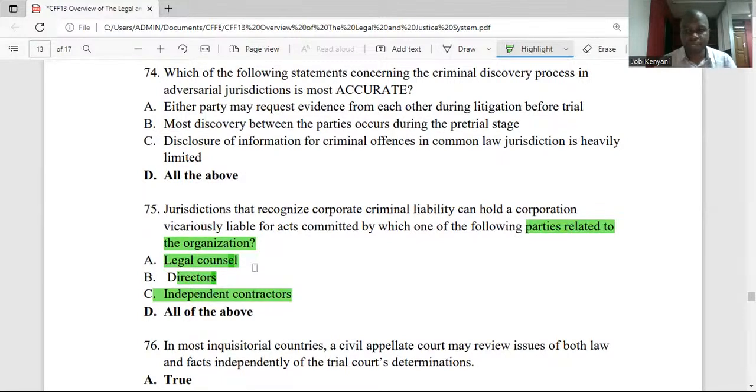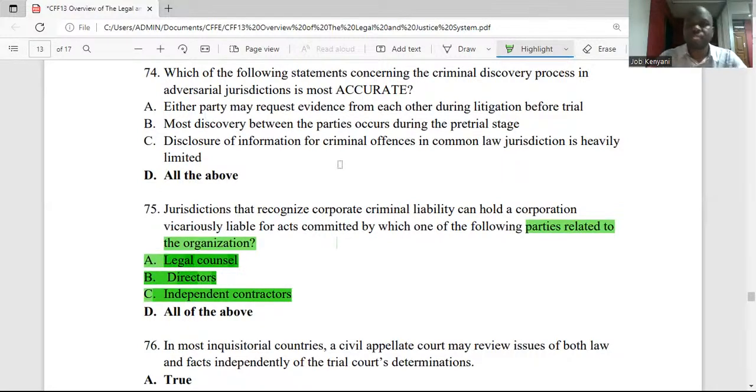So the key elements in a vicarious liability: there must be a master-servant relationship. Number two, this servant must have committed that wrong while in the course of employment. This legal counsel committed that wrong while in the course of employment on behalf of the company. The directors committed the wrongs while they were carrying out the duties as they are supposed to carry them out as per the instructions or mandate under the company's articles. So this independent contractor was carrying out a task under the instructions of the company as the master. So number one key element, it happens in a master-servant relationship. Number two, that wrong must have happened while in the course of employment. So all these parties can be like employees of the company.